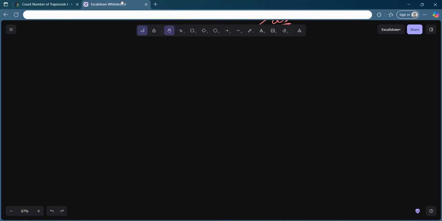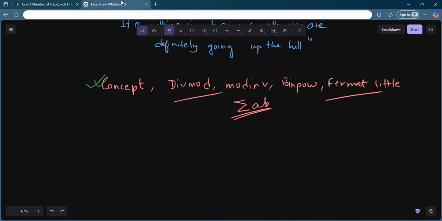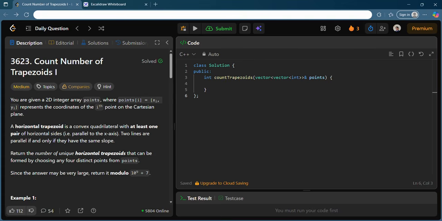So first of all, let's try to understand the problem statement. Count the number of trapezoids 1. You are given a 2D integer array points where points of i is xi comma yi represents the coordinates of the ith point on the Cartesian plane. A horizontal trapezoid is a convex quadrilateral with at least one pair of horizontal sides parallel to the x-axis. Two lines are parallel only if they have the same slope. Return the number of unique horizontal trapezoids that can be formed by any 4 distinct points from the points. Since the answer may be very large, you need to return it modulo 10^9 plus 7.